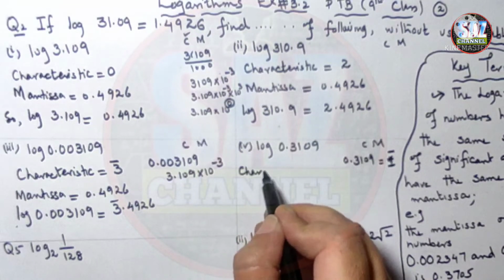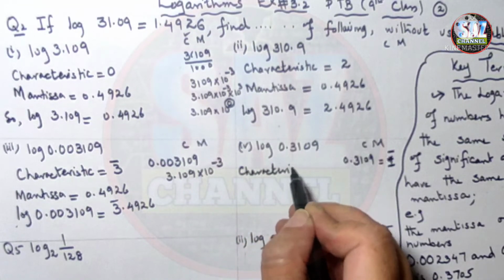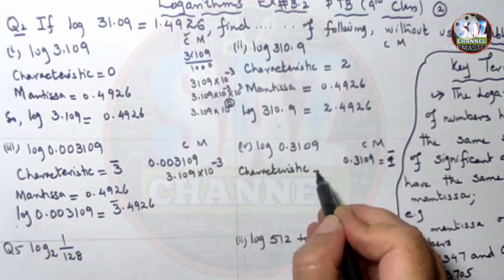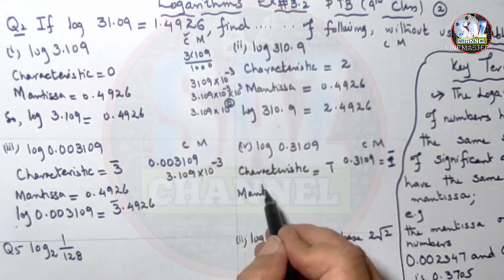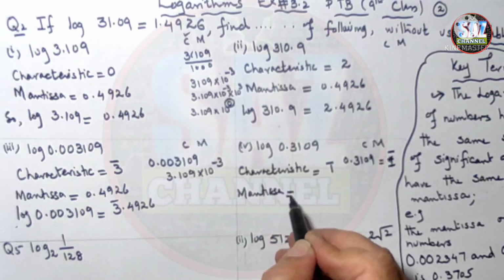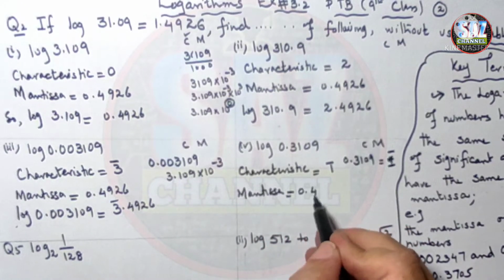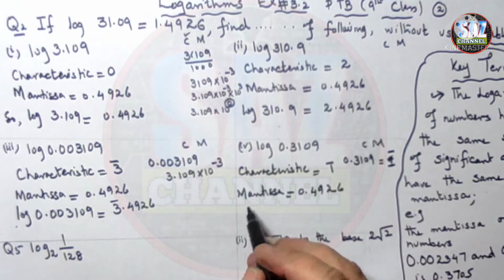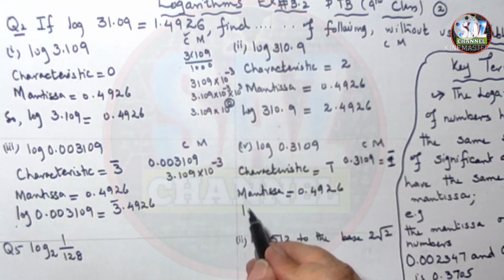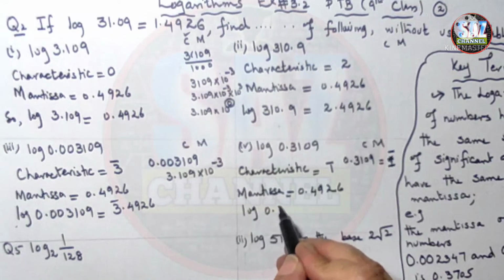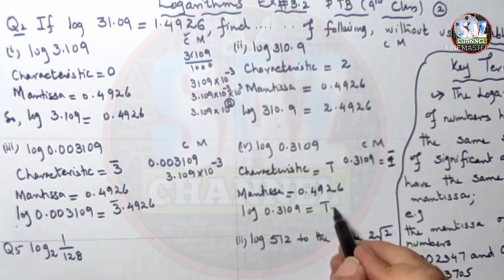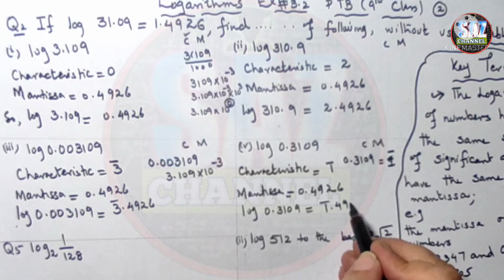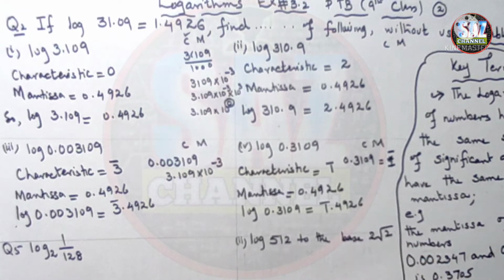Characteristic 1 bar, and mantissa will be equal to 0.4926. Okay, and that is the log of this number. This is one of the important concepts of your objective type paper, so please must watch and understand this question properly. And moving to question number 5.